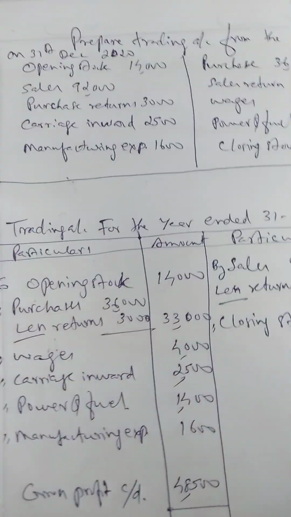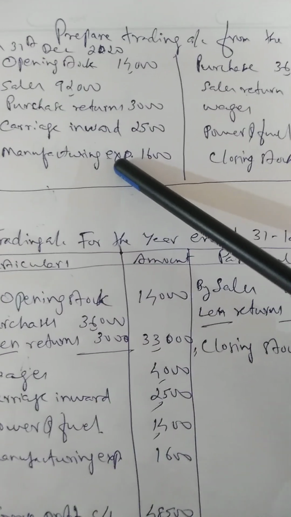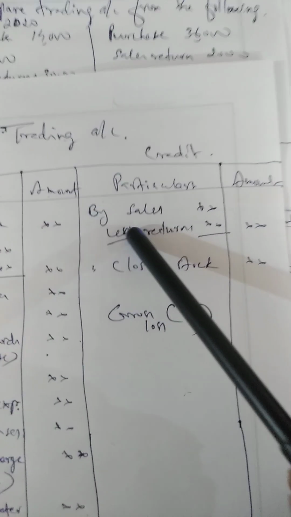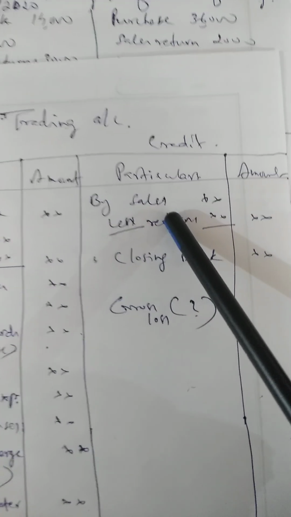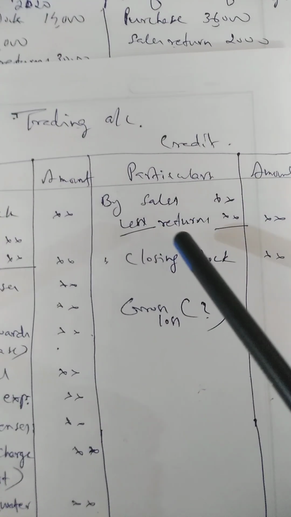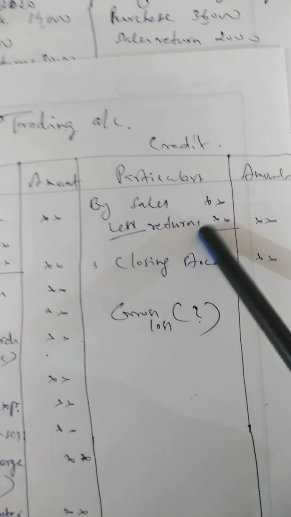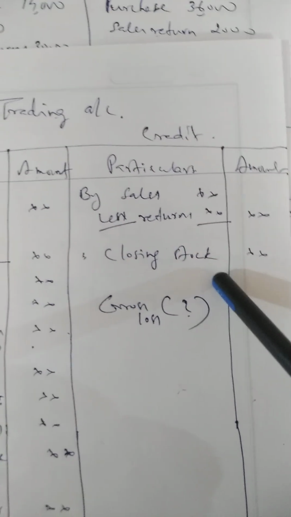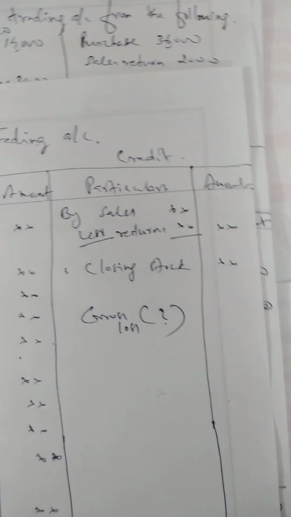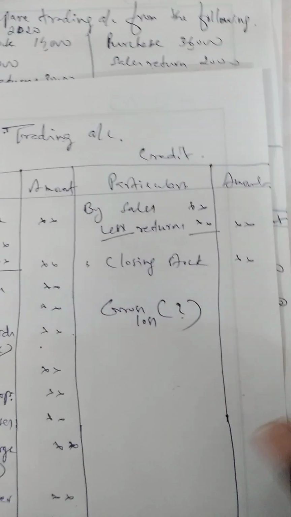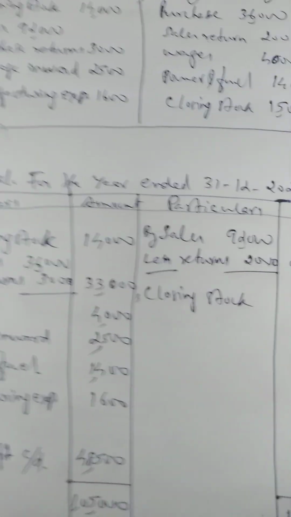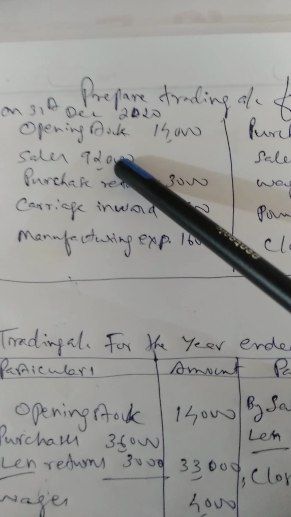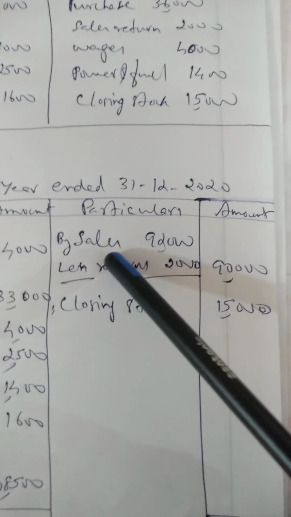Now check what are the items to be shown on the credit side. We know that as per the format, the first item to show on the credit side is sales, and if there is sales return, that is to be deducted out of that. Okay, then only one more item is there to show on the credit side, which is closing stock. Okay, so usually two items will appear on the credit side of the trading account. So find these items from the question. Here sales is here, so I wrote sales here.